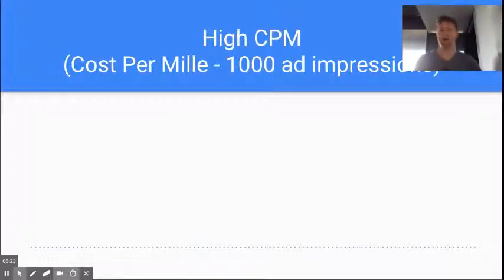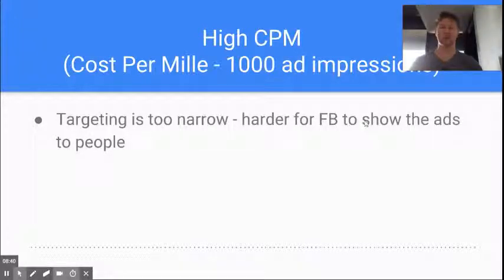Next one, high CPM. Now CPM is cost per mille, or 1,000 ad impressions. I think mille is Latin, and I think it means 1,000 from what I remember. Anyway, a handy, useless fact for you. This is going to tie into the next one I'm going to go on to, but I'll cover this for the time being.